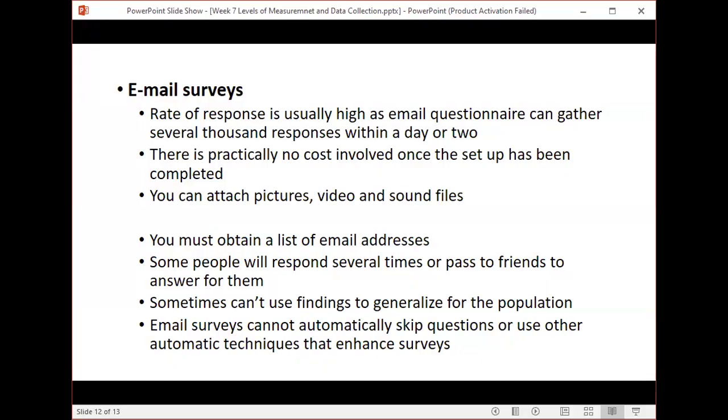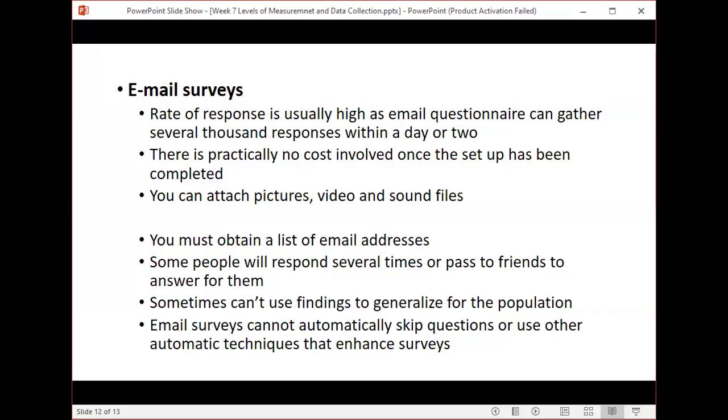Or they can pass it to friends or secretaries or whoever is free to answer it for you. So they might not really be representative of who you want to answer the questionnaire for you. And then sometimes you can't use findings to generalize for the population, especially if there's no randomness in the emails that you used. If it is email to my colleagues at work, and the work is not about my colleagues, then generalization becomes a problem.